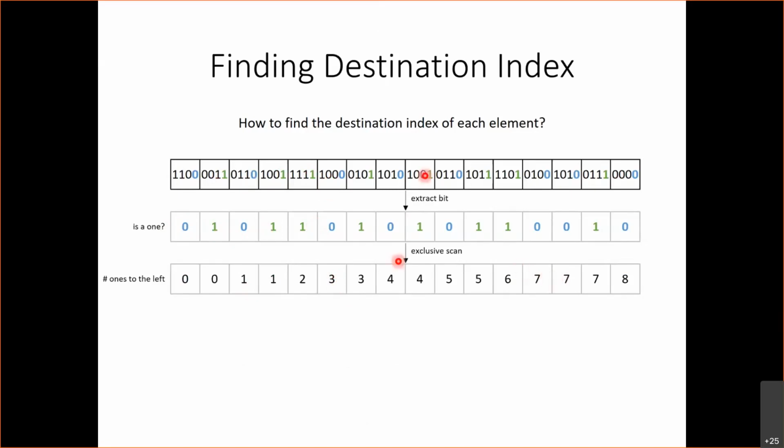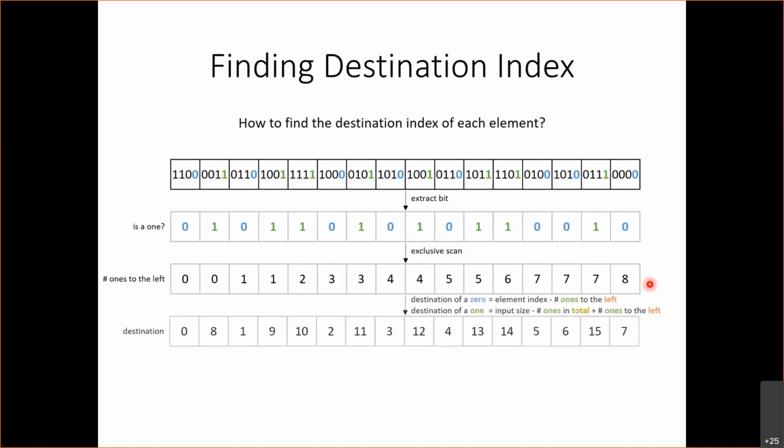Okay, so I extract a bit, I do an exclusive scan, and this exclusive scan tells me the number of ones to the left of each element. And then once I've done that, I simply use the expressions I derived earlier to find the destination of each zero element and the destination of each one element. The destination of each zero is going to be the element index minus the ones to the left.